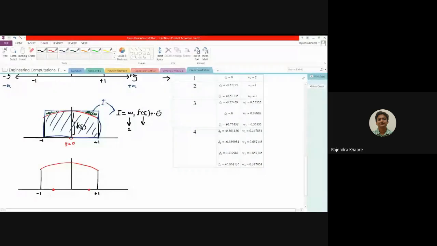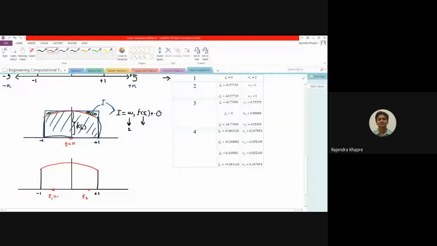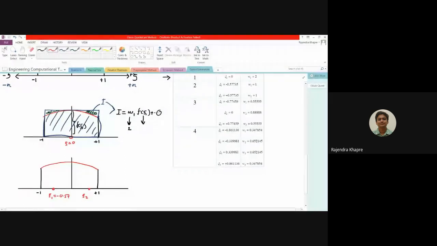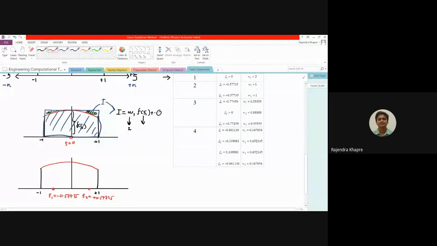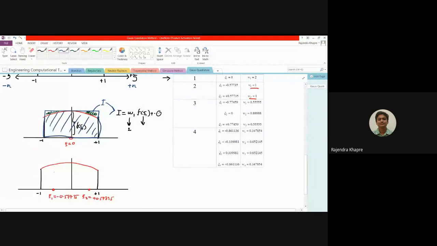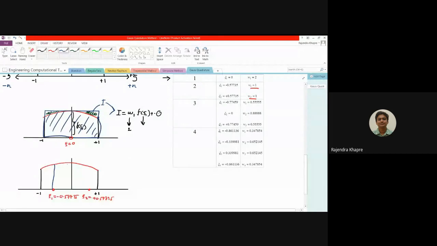So this will be called xi1, this will be called xi2, and the xi1 value the scientists have given is minus 0.57735. Okay, whereas the xi2 value is plus 0.57735. And the corresponding weightage given over here is 1 and 1. So in short, what we are doing here is calculating the value of y over here, and then multiplying it with the width, that is 1.